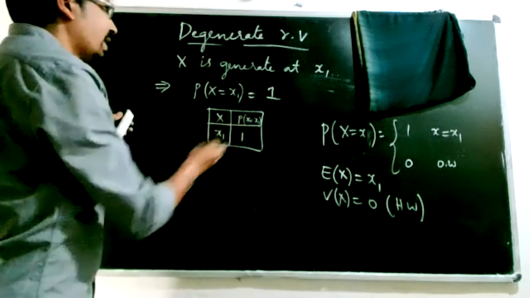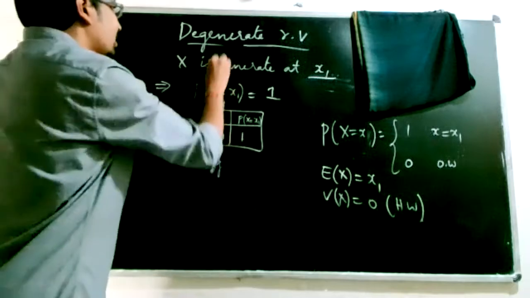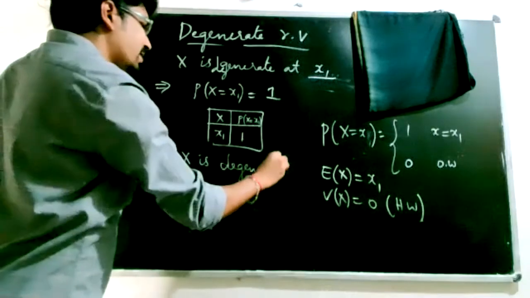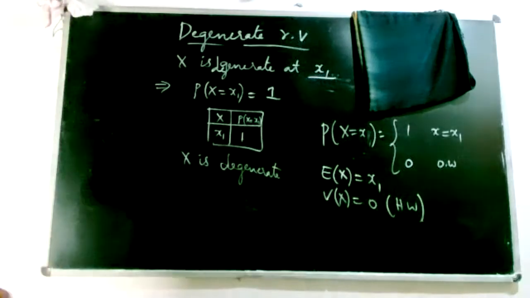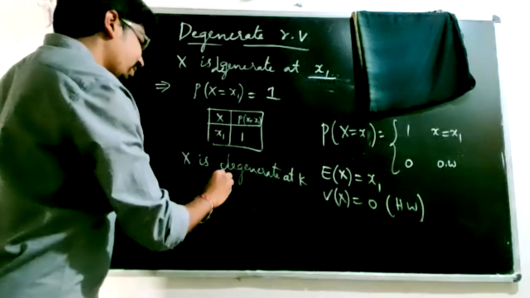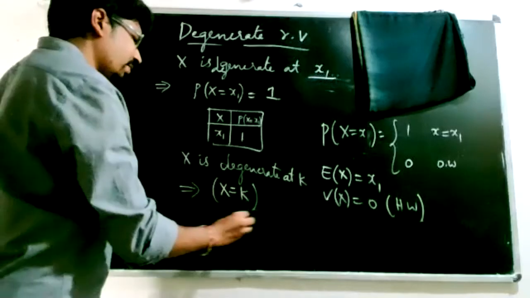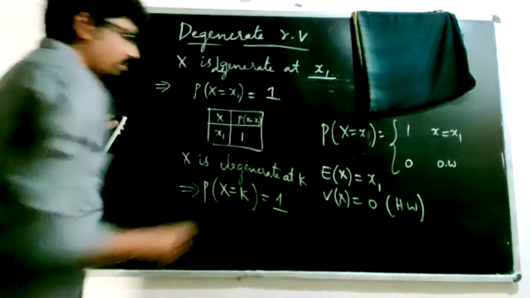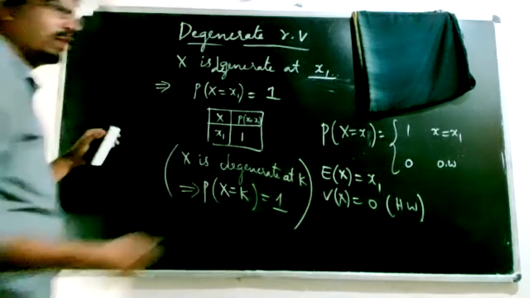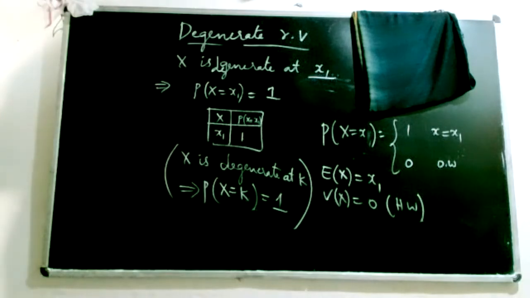Degenerate means x is not really varying, because it is taking only one particular value. So if I say x is degenerate at k, that means my x is actually taking only one value k. This implies x is equal to k with probability 1. So either you write it as x1 or k or p or any other number. This is the definition of the degenerate random variable.